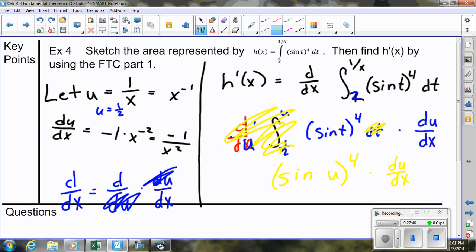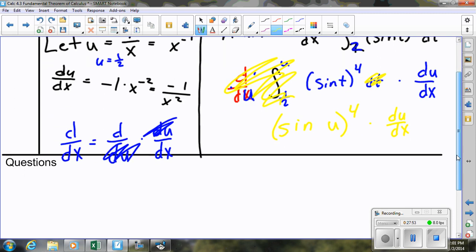But now we can do the change of variables back from being a u into the x. u was 1 over x. du dx was -1 over x squared. And we have our answer. This is the derivative. A little bit harder, right?